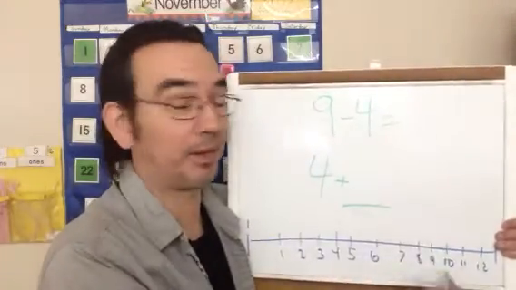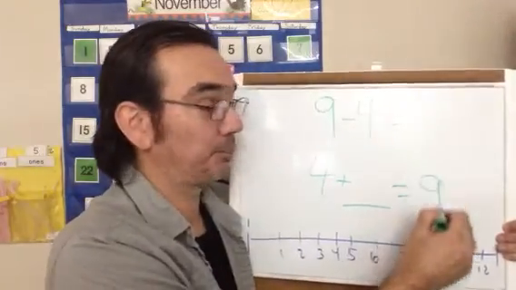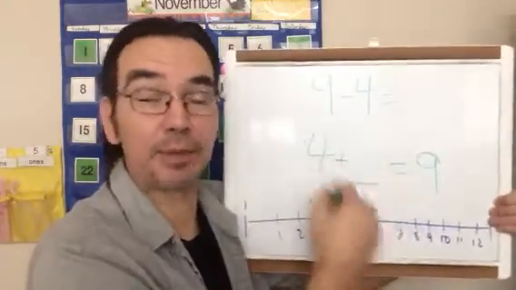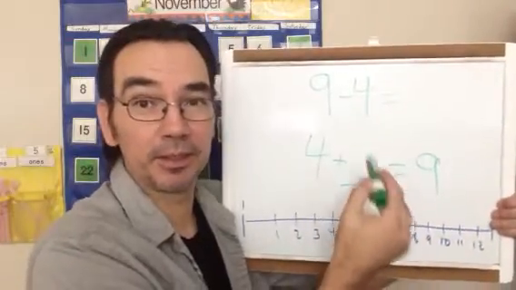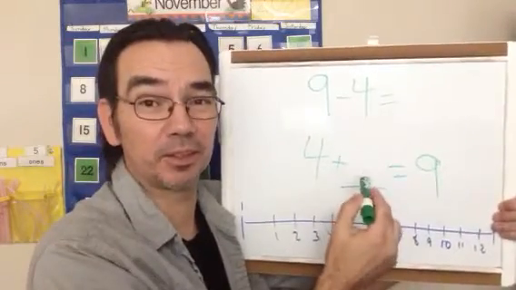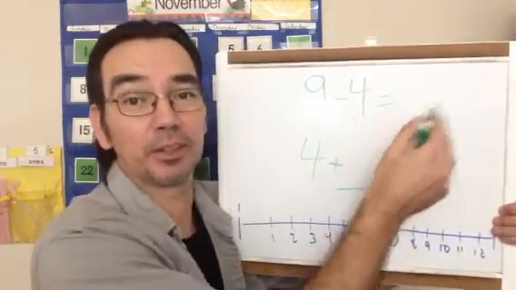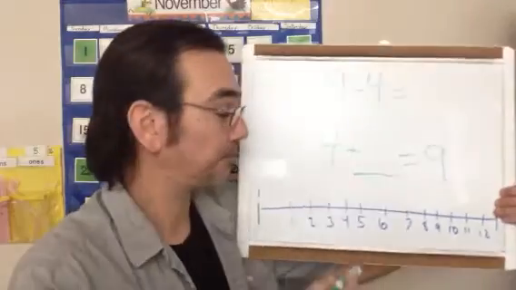Again, we don't know how many that is, so it's blank. But because they are a fact family, or part of a number bond, the same number that goes here is going to go here. Same number that goes here is going to go here. So let's check this out.